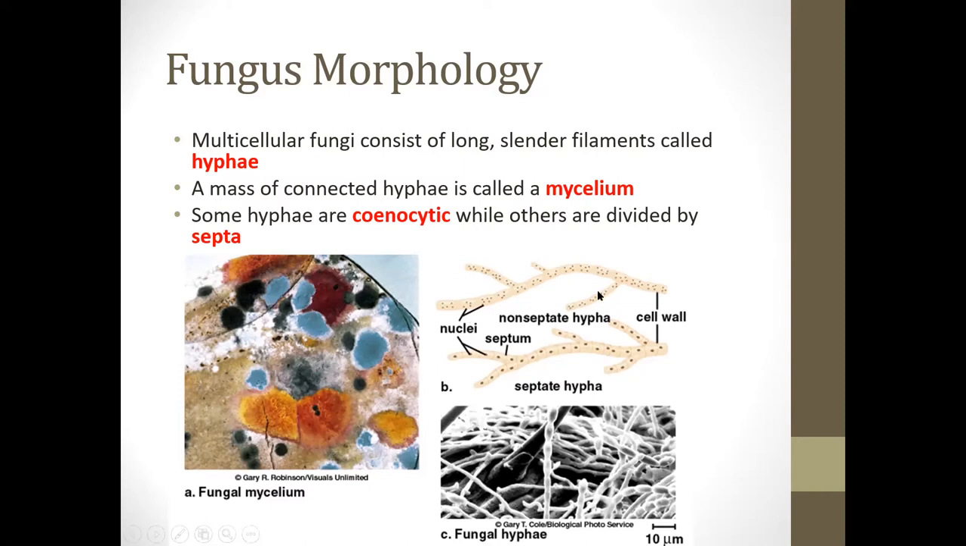And here's an example of each right here. All right, so no membrane separating each one of these cells, so this is technically one long cell of this hyphae. Here is a septated hyphae, meaning each cell is separated and it's uninucleated.